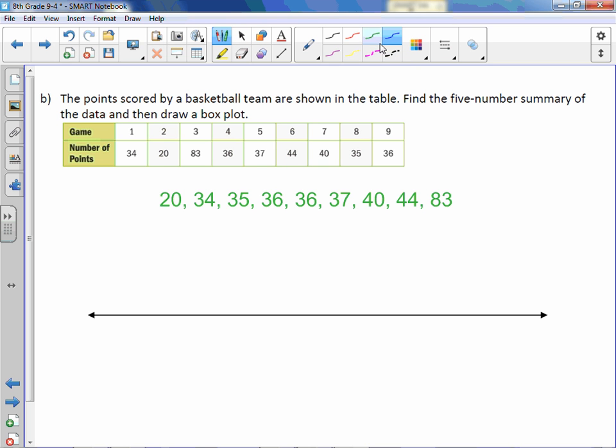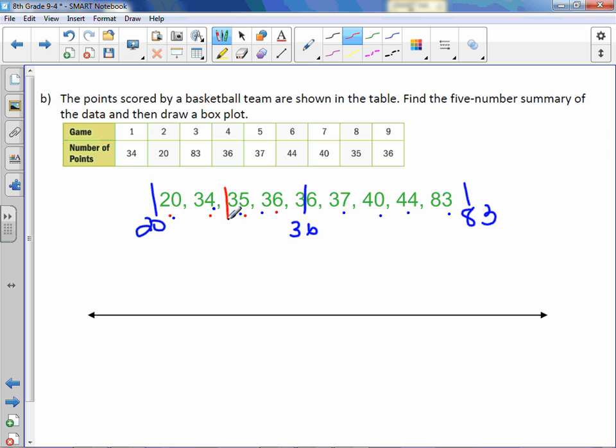Okay, let's find our 5-number summary. Remember the minimum and the maximum draw on the outside of the data. Our minimum value is 20. Our maximum is 83. The center is 36. And let's find the center of each side here.